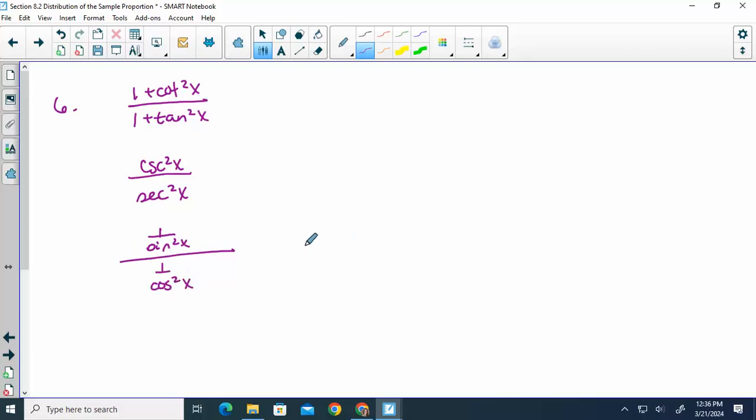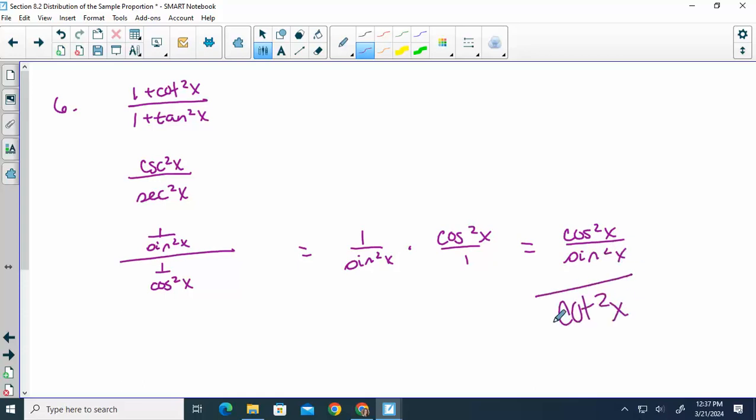How do you divide fractions? So if you multiply those, 1 times cosine squared is cosine squared. Sine squared times 1 is sine squared. And what is cosine over sine? Huh? Uh-oh. We need number 7.